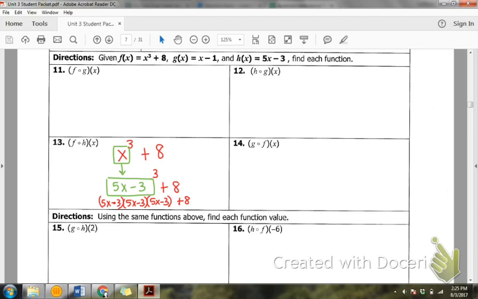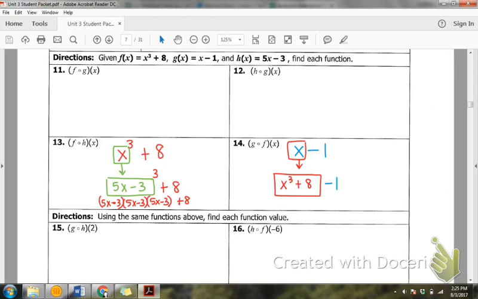Let's look at number 14. We're starting with which function, John? The g function. So I'm going to start with x minus 1, but instead of x, I'm plugging in the f function, which is x cubed plus 8. Okay.